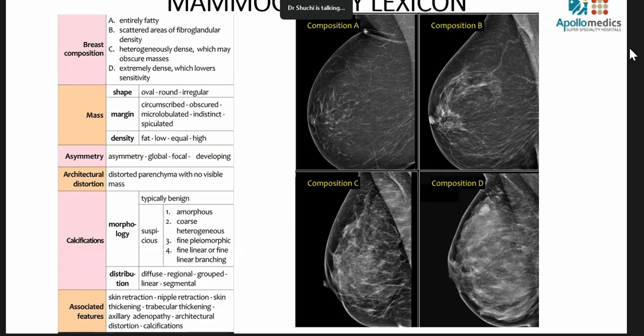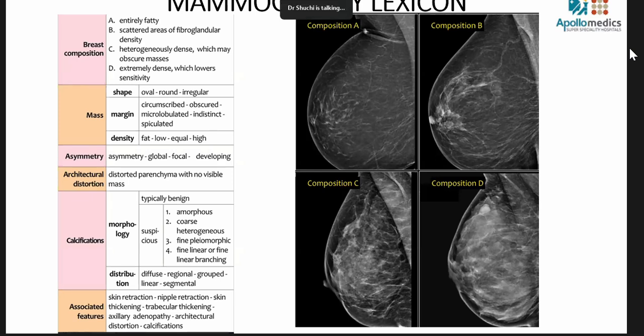Then whatever mass you are getting, it has to be described according to the shape, margin, and density. Shape: oval, round, irregular. Margins: whether the lesions are circumscribed, obscured, microlobulated, indistinct, or spiculated. Then density: fat, low, equal, high. Then asymmetry. Asymmetry, if it is seen on only one view, then it is asymmetry. Focal, if it is on both views. Global, which involves a segment. And developing. Developing is one which was not there on the prior mammogram and has come on the mammogram which you have done now.